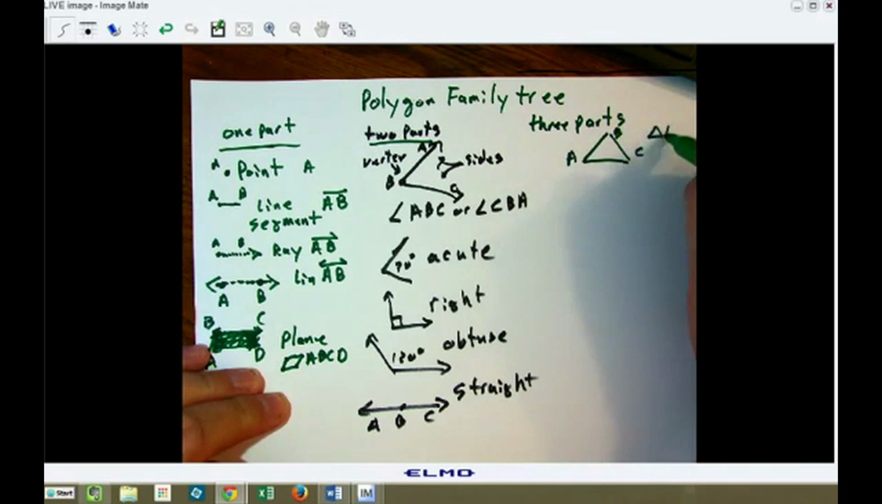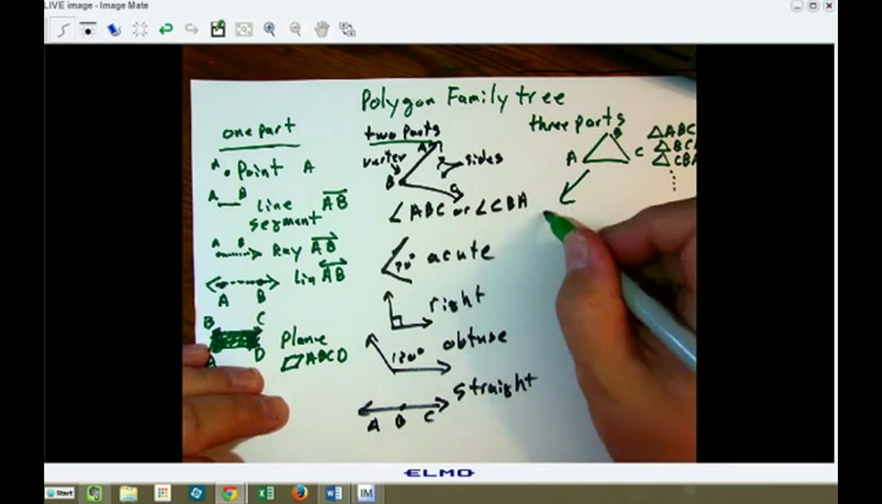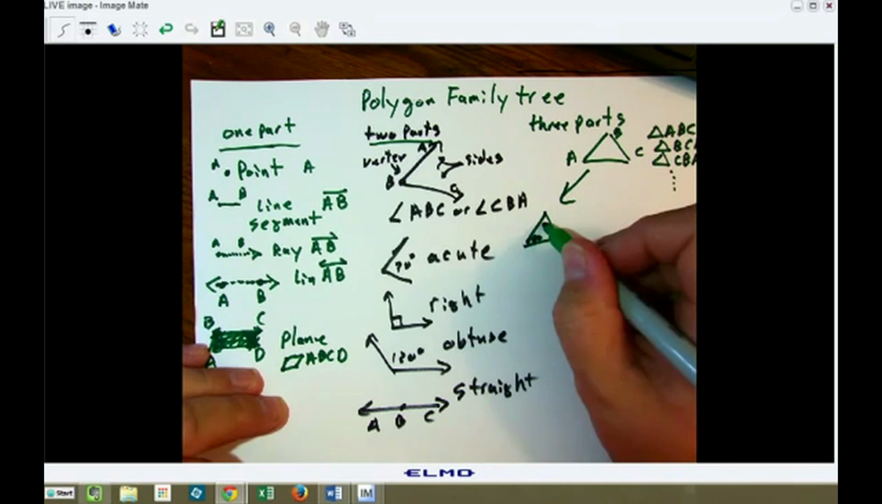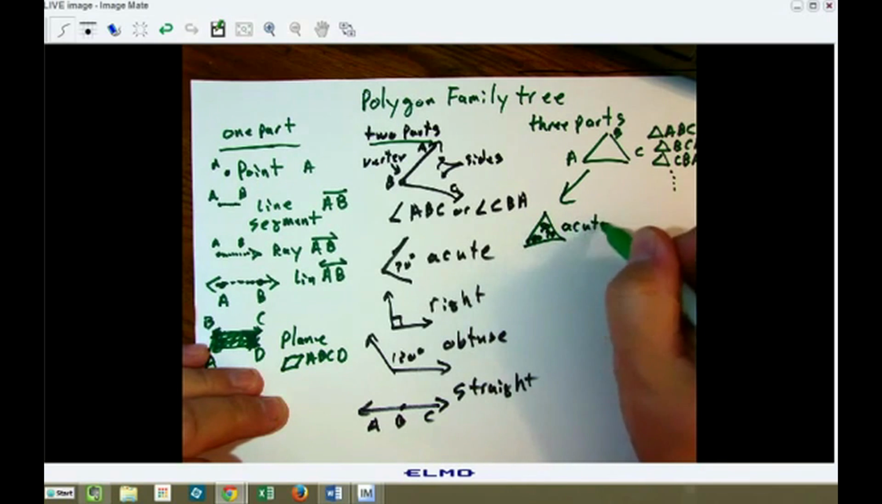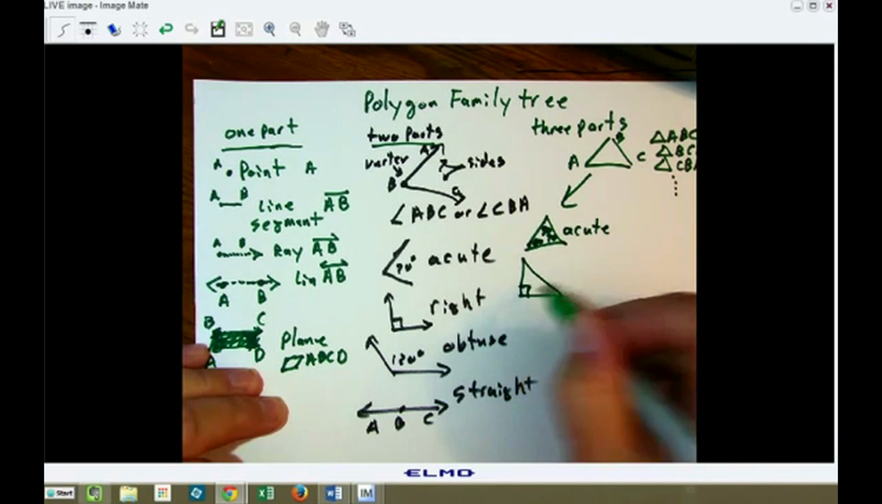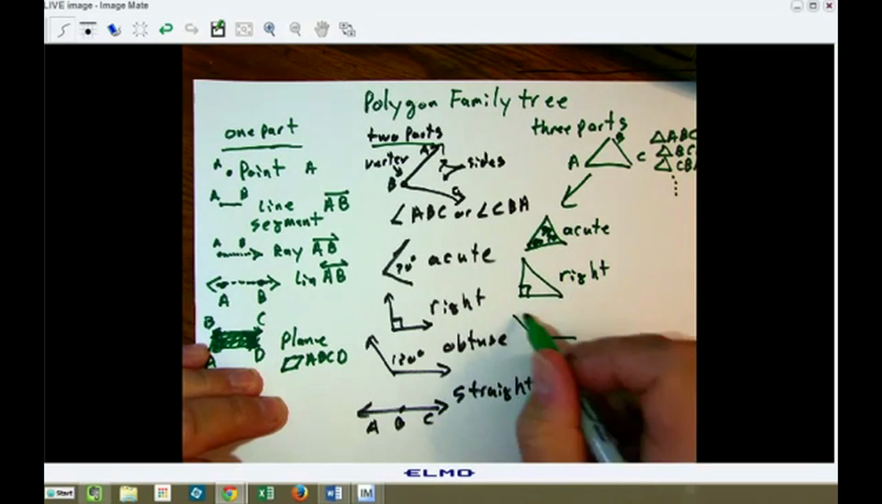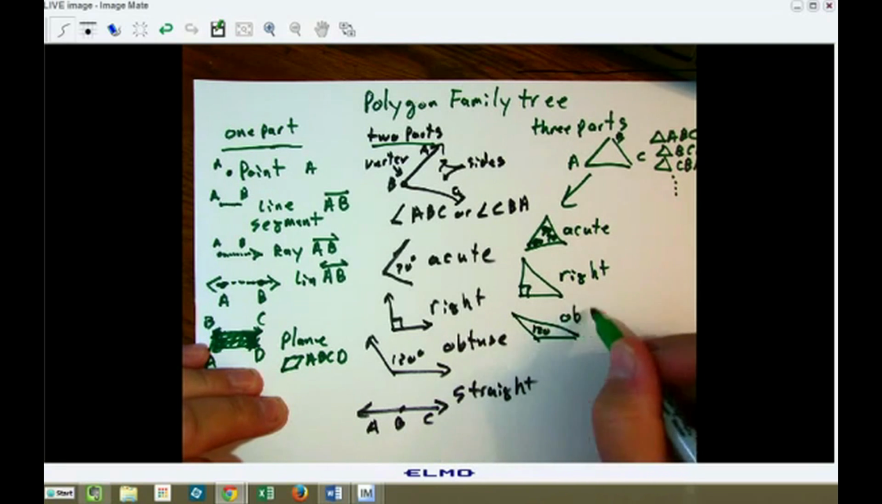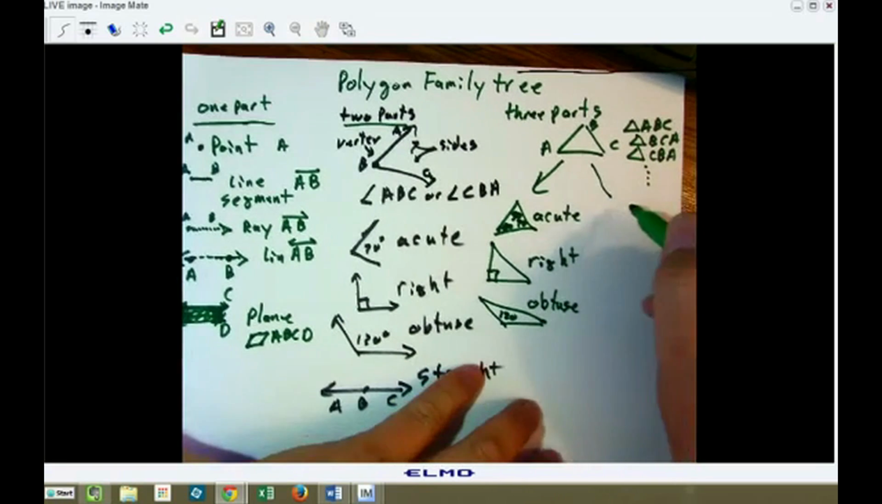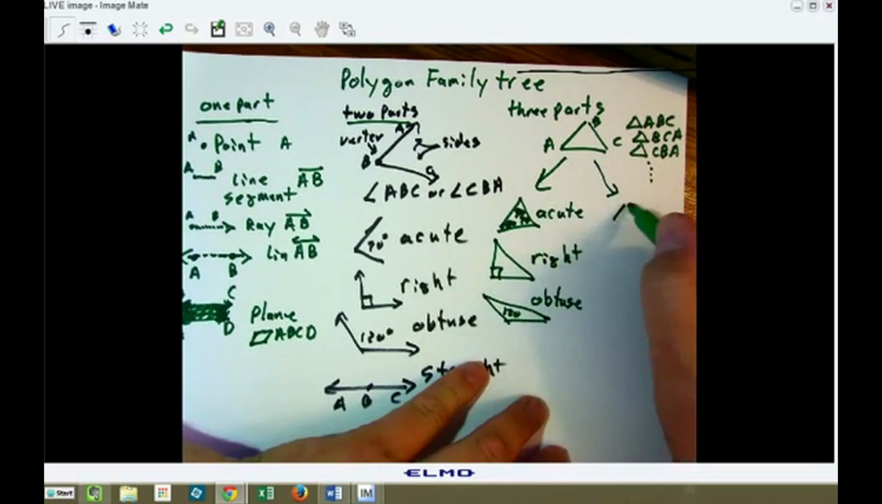But if we add a third component in, let's take three segments and put them together. Now we have a triangle ABC, BCA, CBA. And it comes in a variety of options as well. If all the angles are acute, it's an acute triangle. If a single angle is right, it's a right triangle. If one angle is obtuse, it's an obtuse triangle. But that's dealing with angles.